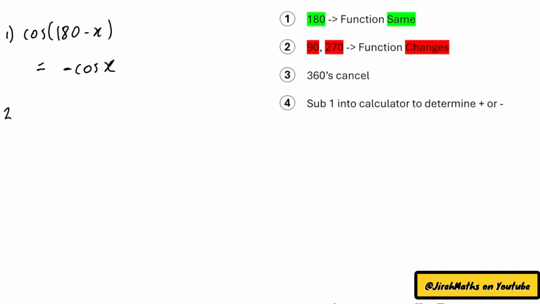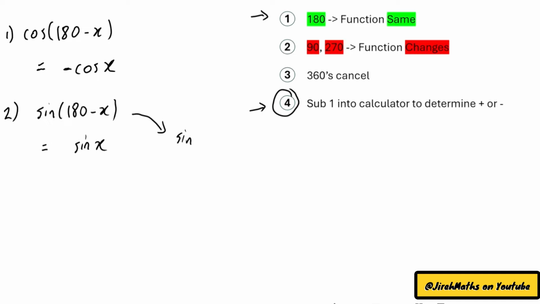The second question is sine 180 minus x. Again, it is the first rule, so this is sine x. In order to determine whether it's a positive or negative sine x, again we are going to use rule 4. So in our calculator, wherever we see x, we replace it with 1. So we plug in sine 180 minus 1 into our calculator.